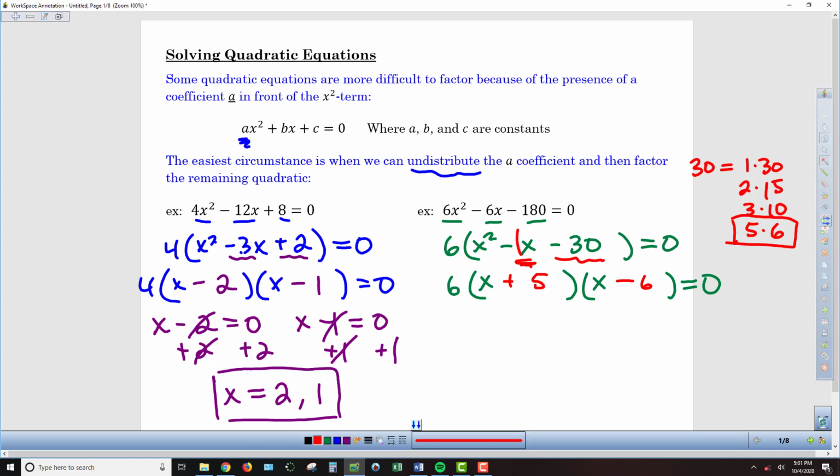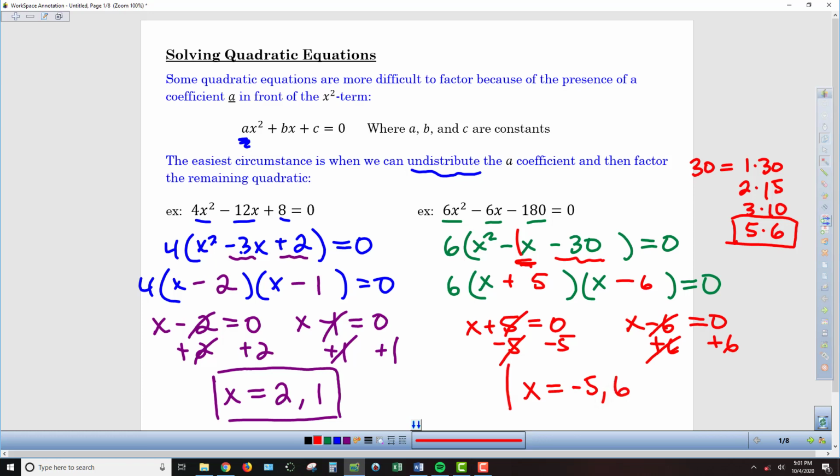So now that we've gotten this far, we can take each of these sets of parentheses and set them equal to 0. So I can subtract 5 from both sides here. I can add 6 to both sides of the other one, and so we get our two answers. 0 minus 5 is negative 5, and then over here we get 0 plus 6 is positive 6.